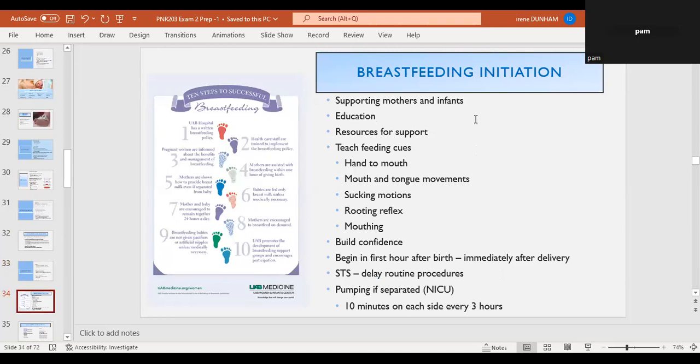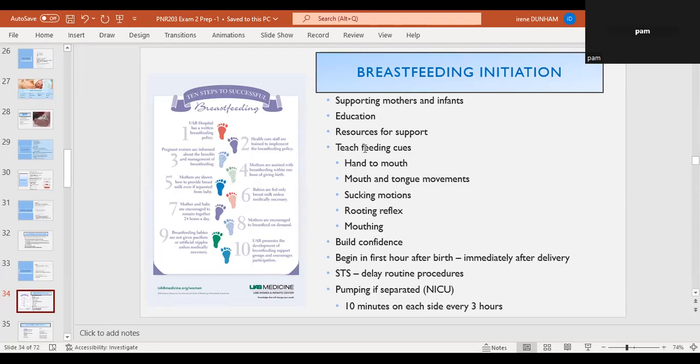Moms need a lot of support to initiate breastfeeding. And we have in the hospital, we have lactation consultants, which they are great. They are the experts, and it's a great certification. And they will help tremendously when you have someone who just has a tough time. So we have, these are your resources.